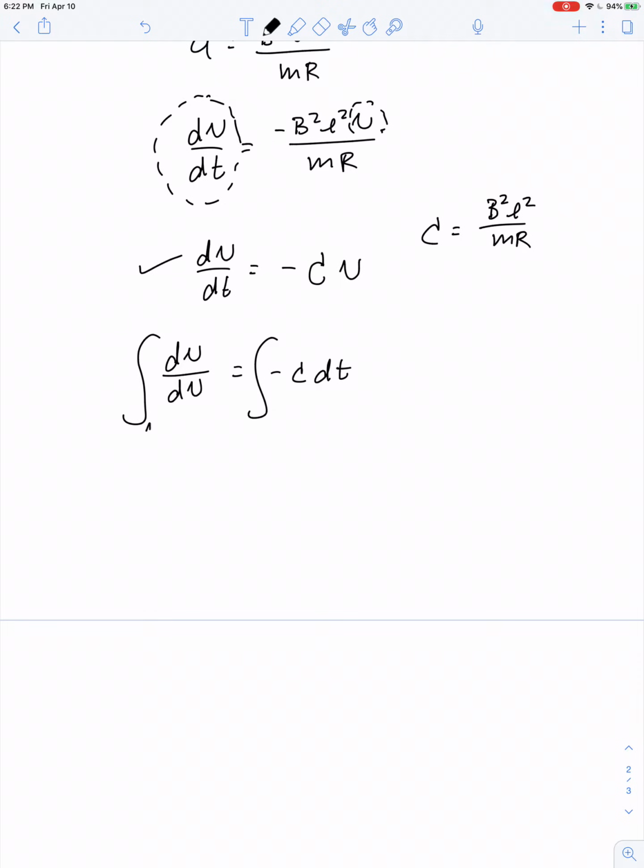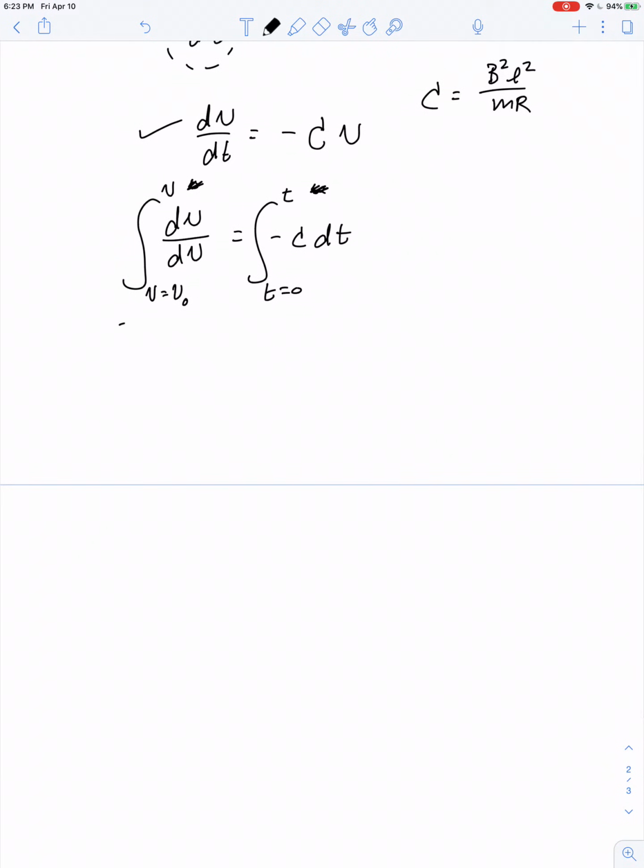So we're going to integrate as at time t equals 0, the velocity is v naught, and then at any other random time t, the velocity has just reduced to some other value we can call v. Now, if we wanted to integrate to infinity, then this would be 0, but it's going to be difficult for us to integrate to infinity. So the left side of the equation, the solution is natural log. We get the natural log of v evaluated from v naught to v. And then the right side couldn't be any easier. We just get negative ct.